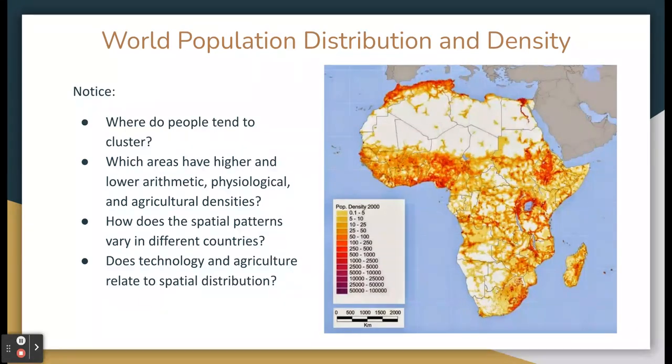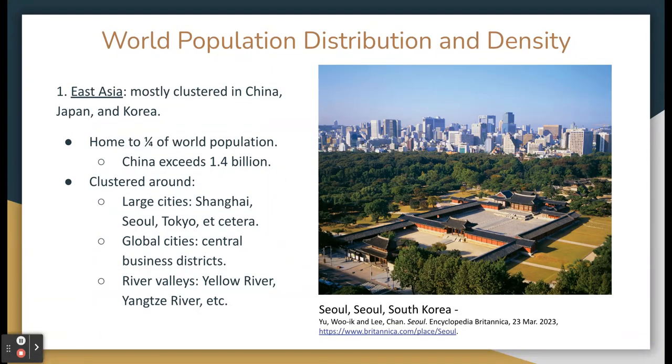The first one is East Asia. In East Asia, most people are clustered in China, Japan, and Korea. East Asia is home to a quarter of the world's population, and China itself exceeds 1.4 billion people.